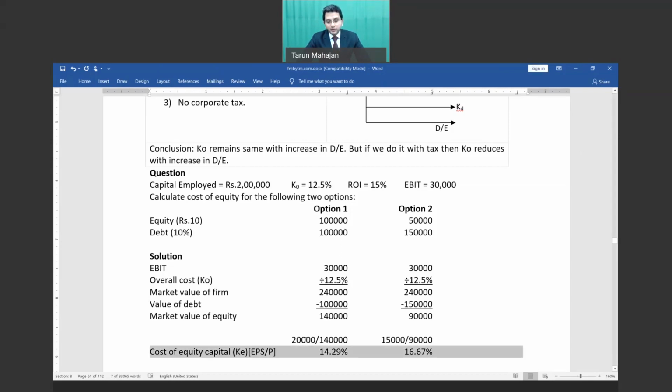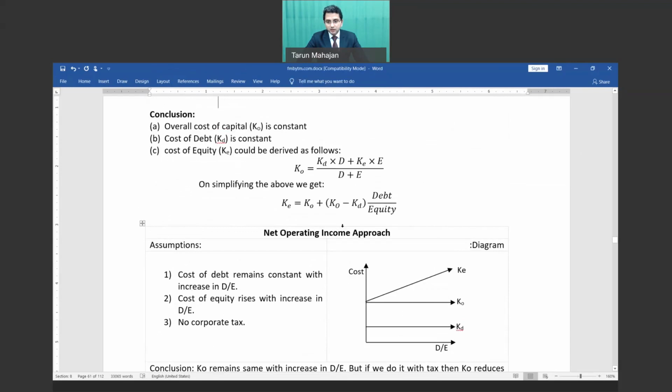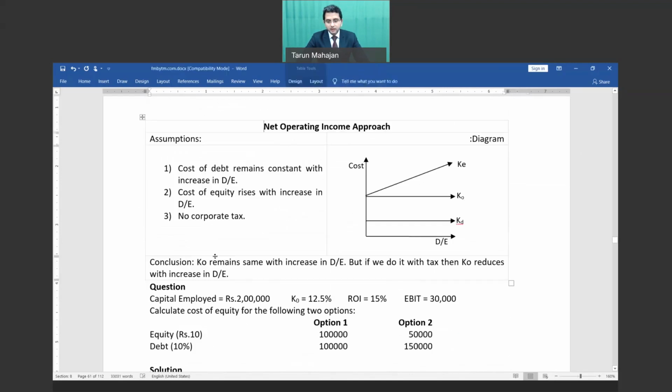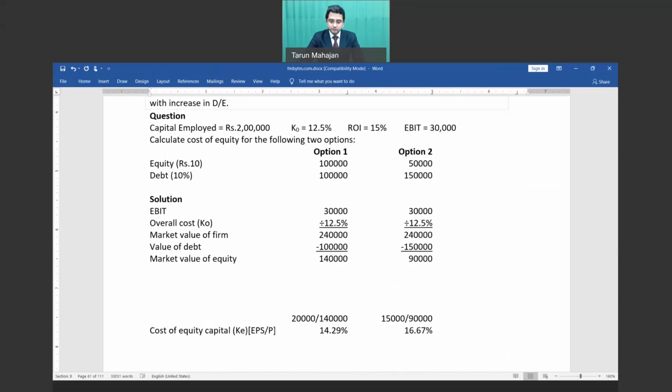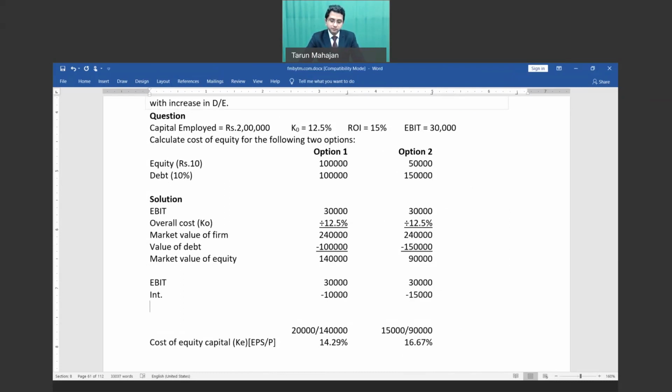How 20,000? Okay, this 20,000 is earning available to equity shareholders. I was just trying to avoid some of the steps, but now I'll tell you. Give me one moment. I'll make some space to write. Look, EBIT is 30,000. Interest is 10,000 and 15,000. So earning available to equity shareholder will be this.